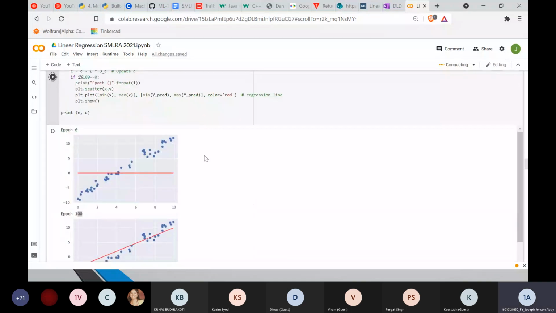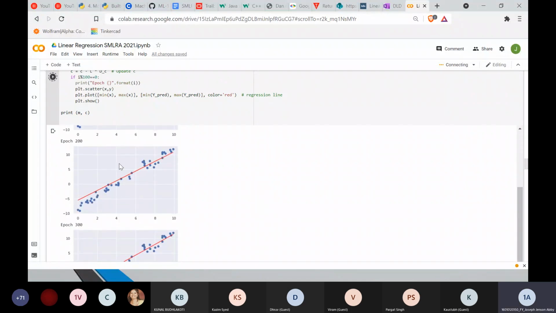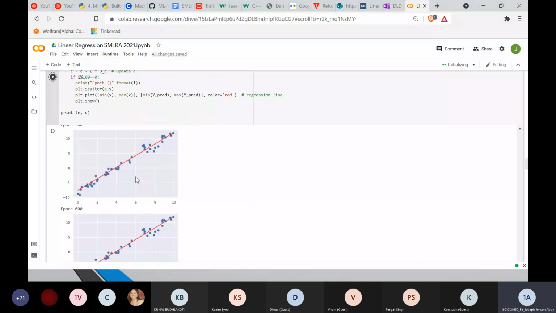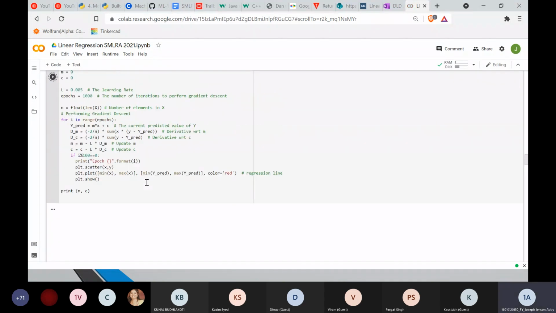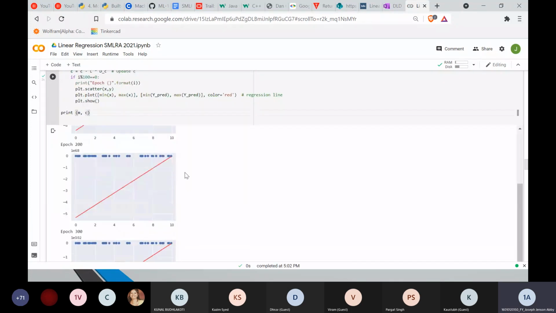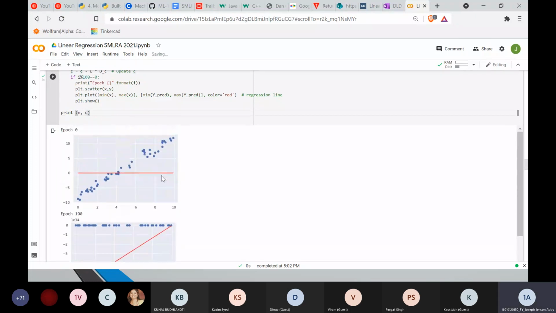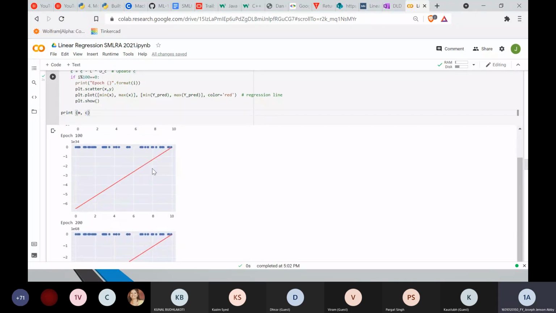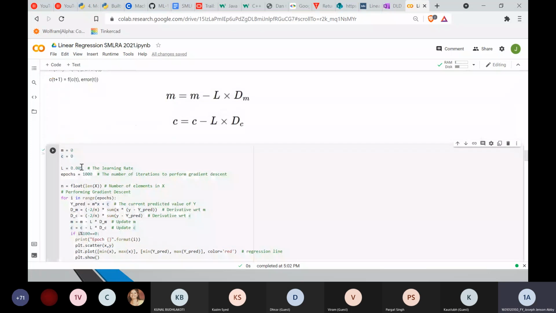You can just see from here. At every 100 iterations, we are printing what the line looks like. After 1000 iterations, our m and c values are almost perfect. We are getting very good values of m and c. Okay, there's some error in the code. All right, our learning rate may be too big. Let me just adjust that.